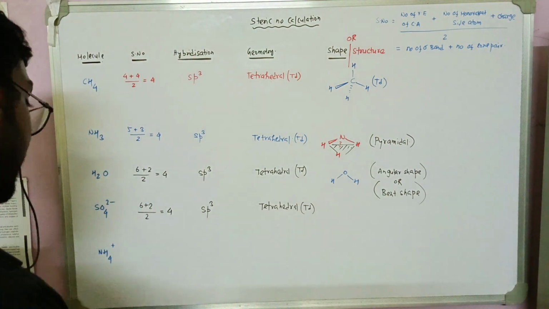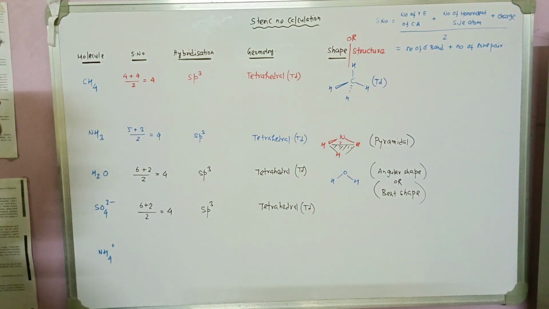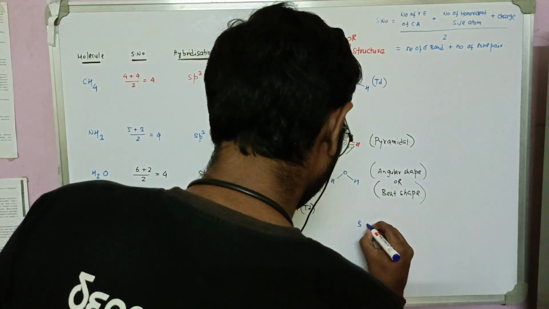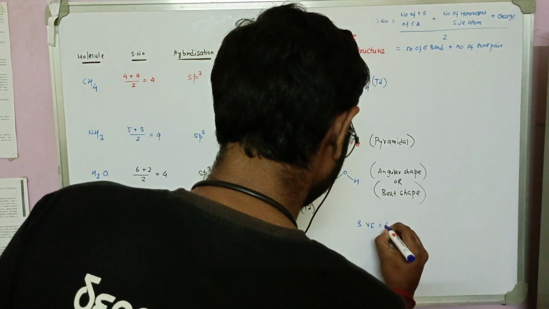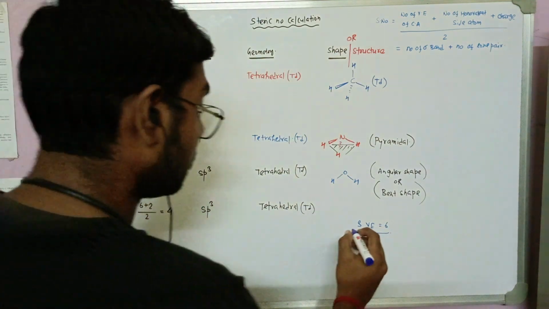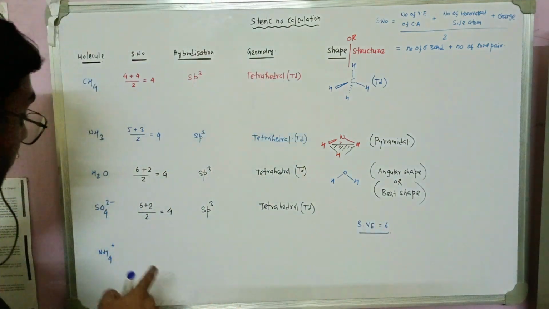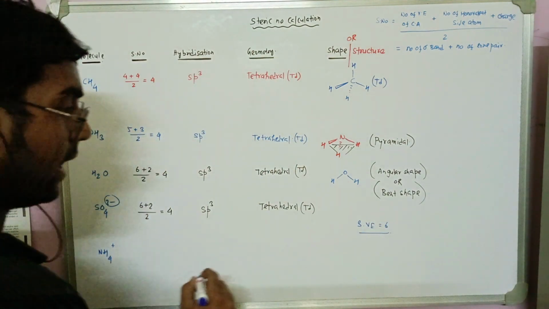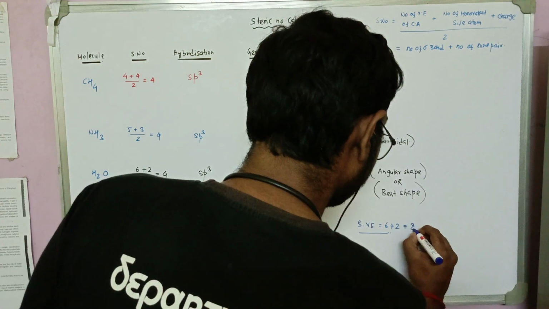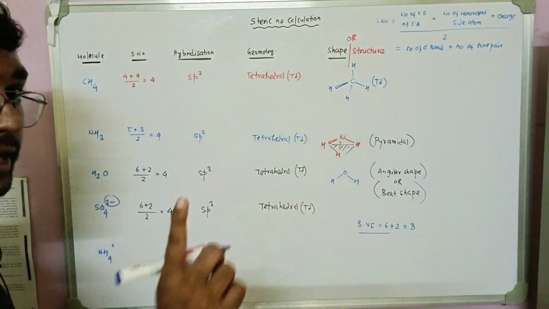But the shape can differ, because for sulfur we know the valence electron to be 6 in number. So for sulfur the valence electron is 6. There are 2 charges on the system, so we have to add 2. So the total valence electron for SO4 2 minus is 8.